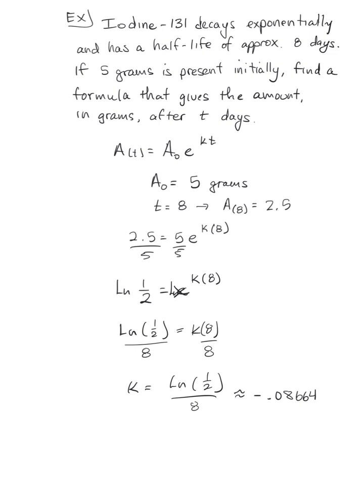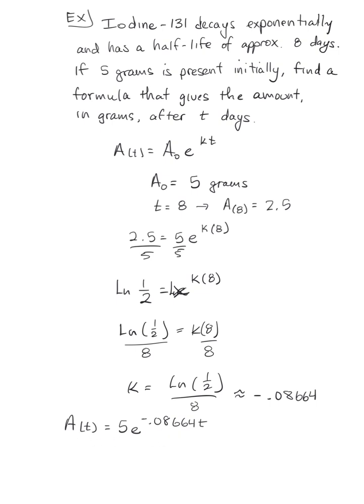So now we can finish the decay model. The amount at any time t is equal to the initial 5 grams times e. The exponent is our decay rate here, negative 0.08664 times t. So again, what we could use this model for is estimating the amount remaining of the 5 grams at any given time t. So we know after 8 days half the amount, but how much would be left after 30 days or 4 months or a year? So that's what this model could be used for.